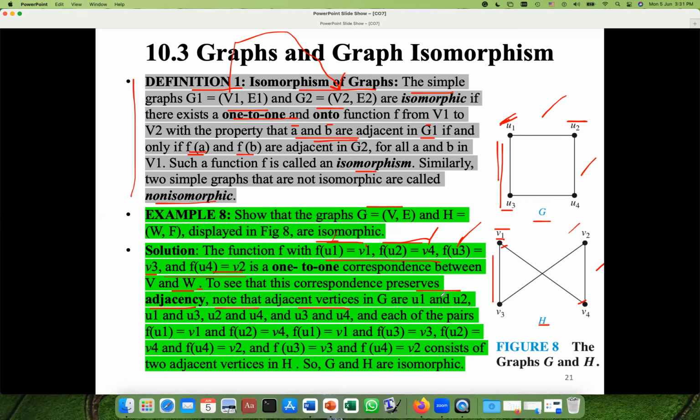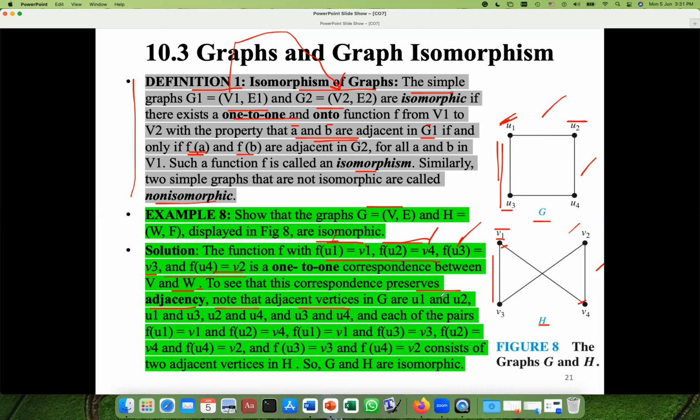You can check now like this. And then what is the next pair? U1 and U3. U1 is V1, and U3 is V3. So V1 and V3 should be connected here, and they are connected. Okay, and in this way you can go on. When you find all these adjacencies there, then you can say, okay, G and H are isomorphic.